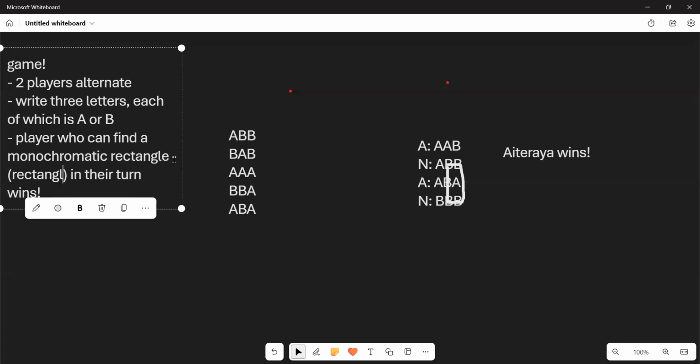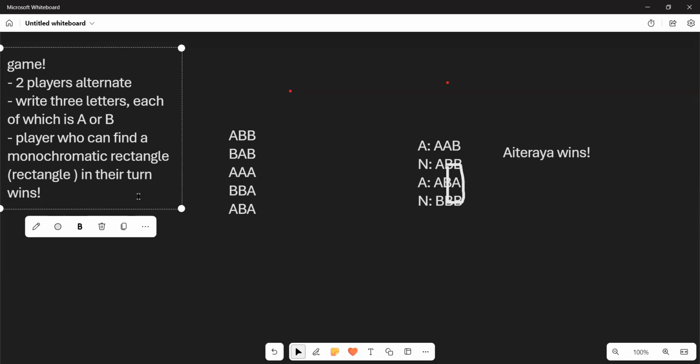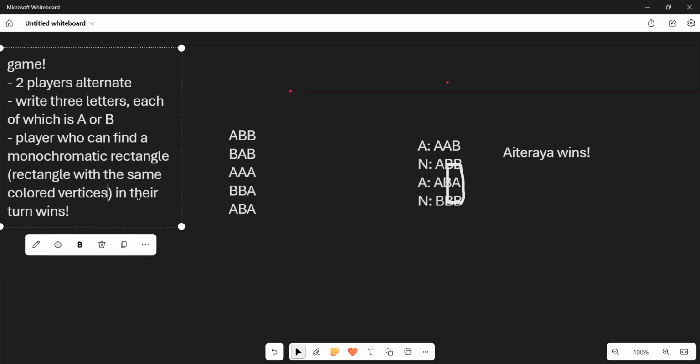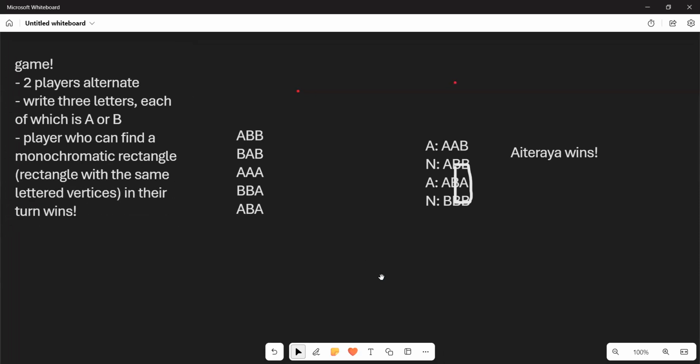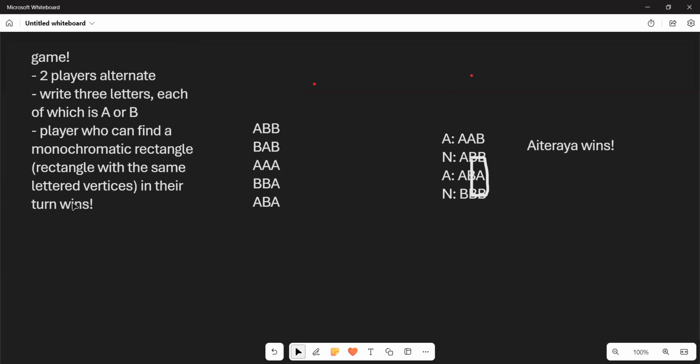Okay. Wait 1 second. Rectangle with the same colored vertices. This is what I mean when I say the same lettered vertices. Good catch. And I'm not sure if lettered is even a word, but anyways.